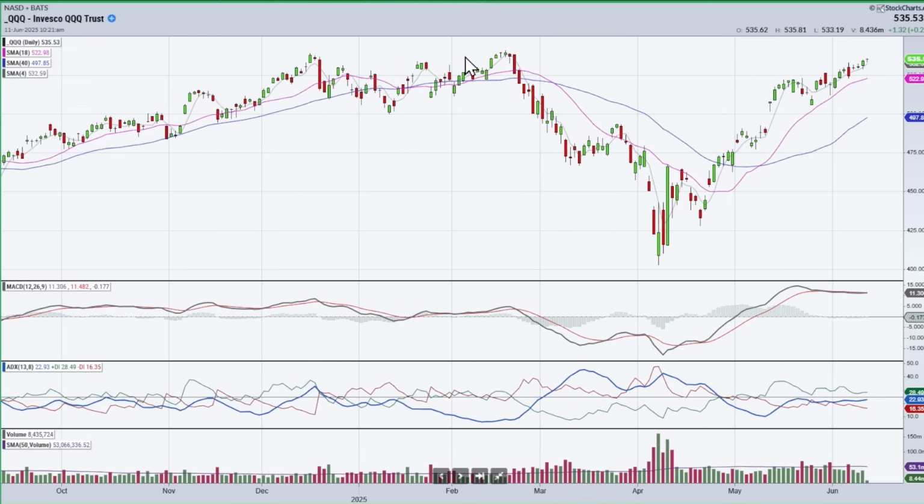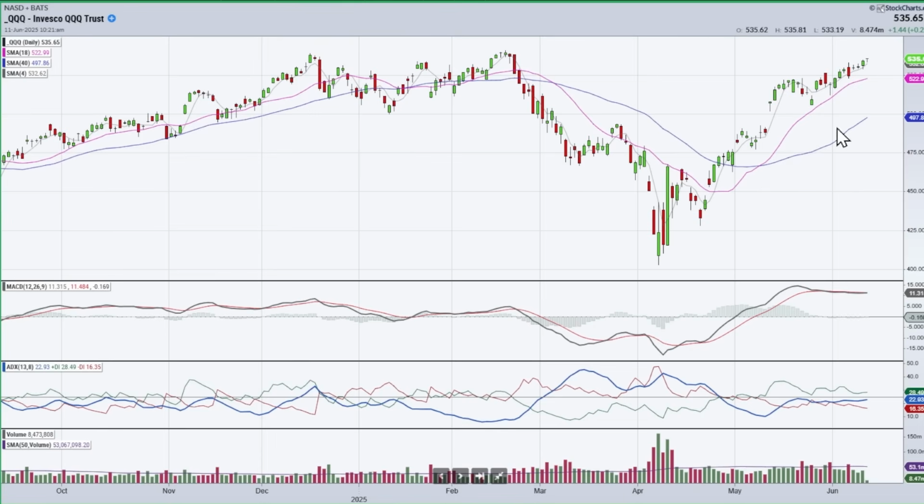We still have this resistance overhead, right? Now, I think based on the way this is set up, these highs act like a magnet. I wouldn't be surprised if we go to a new high or something like that at this point before we pull back on this index. But I would just tell you that this is kind of a disturbing signal, both the MACD and the DI lines, and the fact that the ADX can't get above 25, despite the fact that this index has gone from almost 400 up to 535.